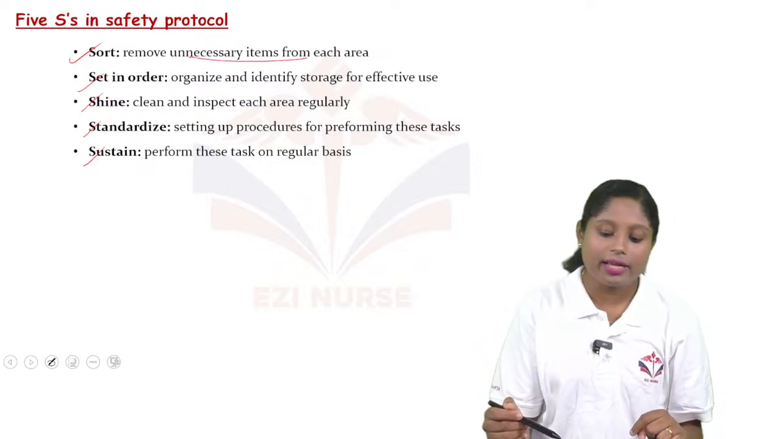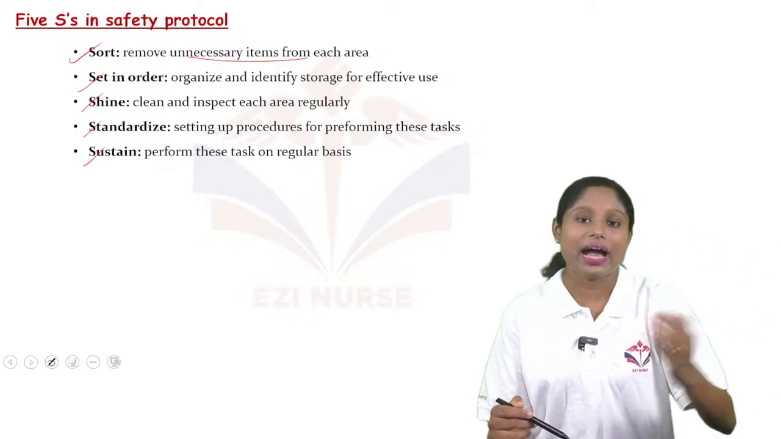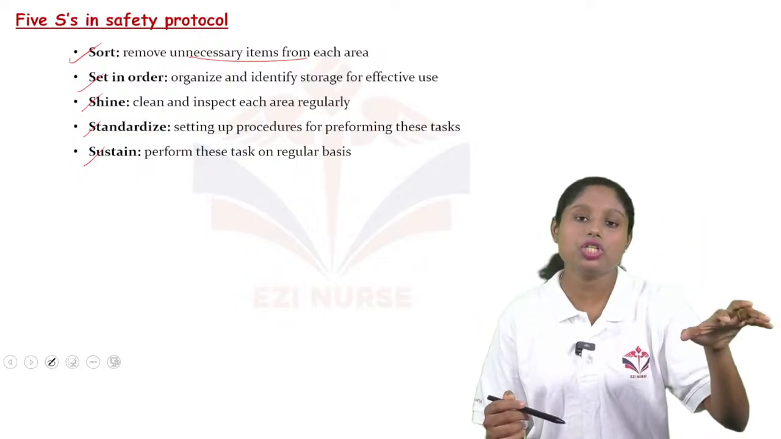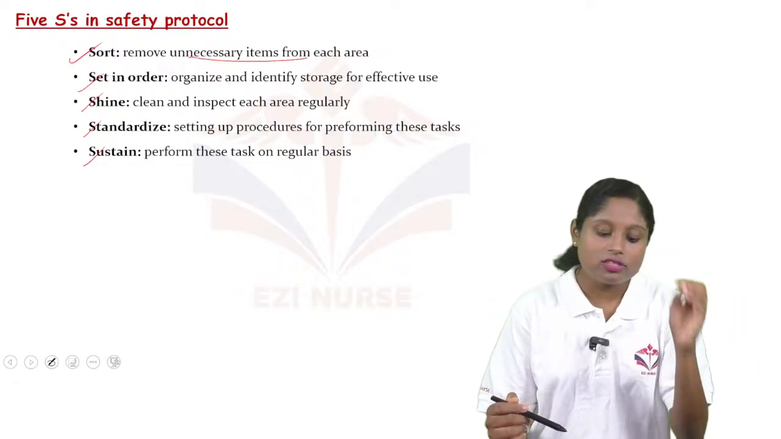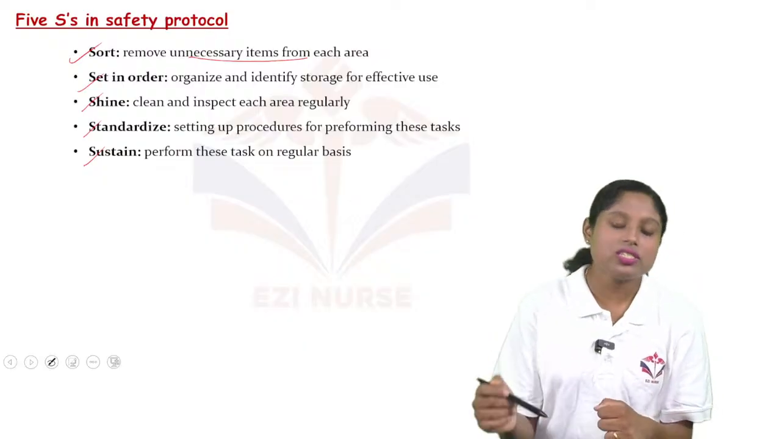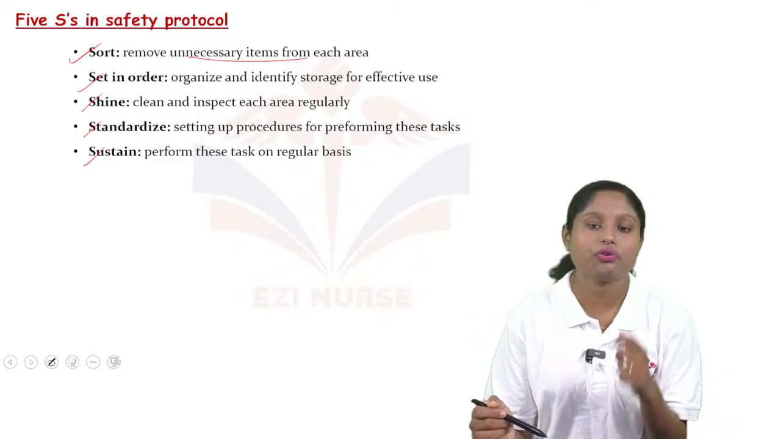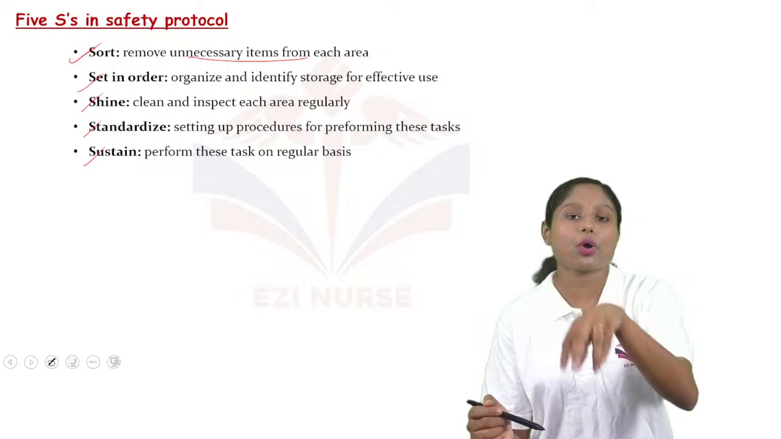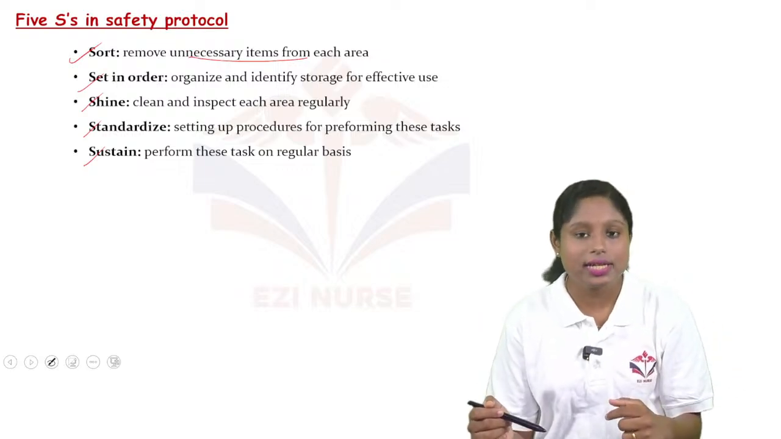Remove unnecessary items from each area. So in a hospital area, remove the unnecessary items. Keep only the items that are necessary, that you need to keep in a particular room or a particular ward or table. So that is sorting, removing unnecessary items from the area. Next is set in order: organize and identify storage for effective use. So for effective use, identify and also arrange in a proper order. Arrange everything in proper order, that is set in order.